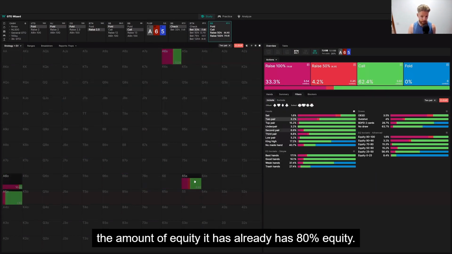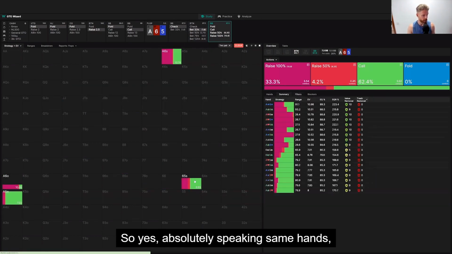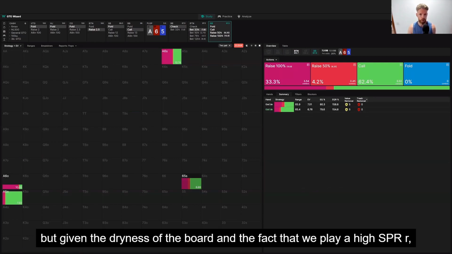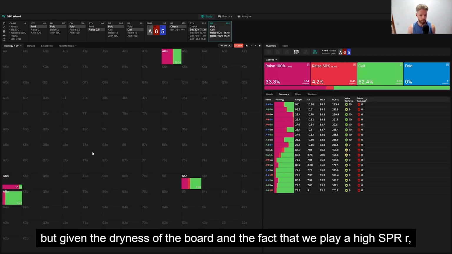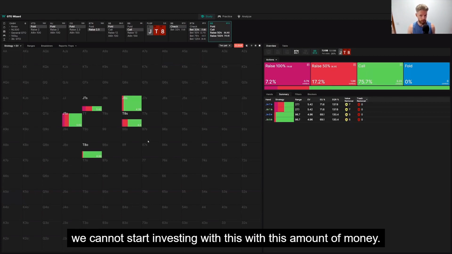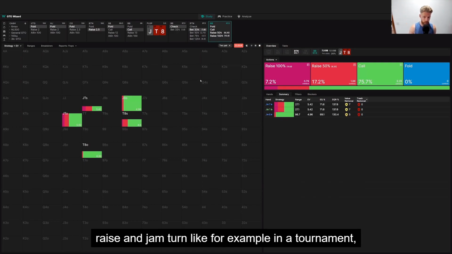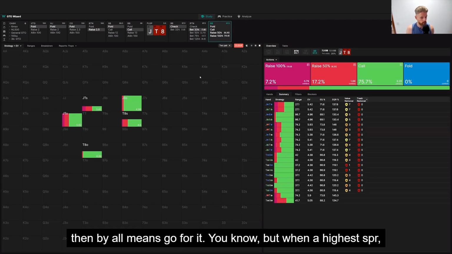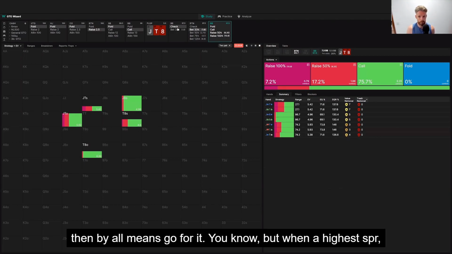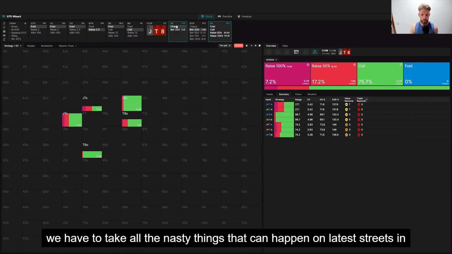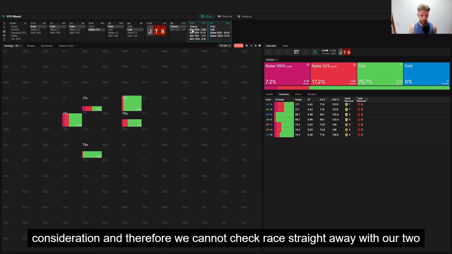Already has 80% equity. So yes, absolutely speaking, same hand, but given the dryness of the board and the fact that we play a high SPR, we cannot start investing with this amount of money. Now, if we have an SPR where we can just check raise and jam turn, like for example in a tournament, then by all means go for it. But with a high SPR, when we still have to play river, we have to take all the nasty things that can happen on late streets into consideration, and therefore we cannot check raise straight away with our two pairs.